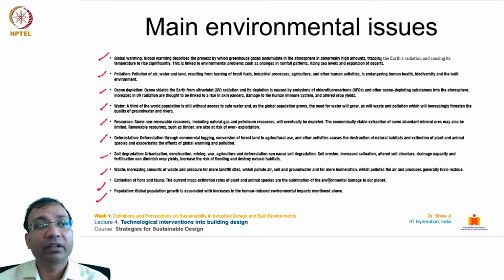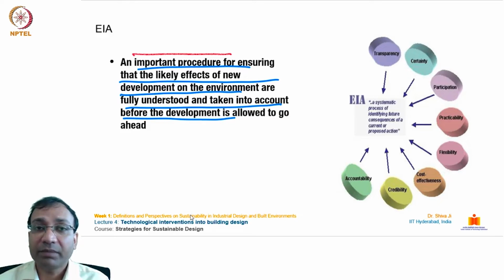They are listed over here: global warming, pollution, ozone depletion, water scarcity, resource scarcity, deforestation, soil degradation, waste, extinction of several species of flora and fauna, and population. So these are the major issues where there is a huge concern. These must be addressed independently, or with a systemic approach, collectively. Well, how can this be done? We have certain solutions we have discussed in our prior lectures.